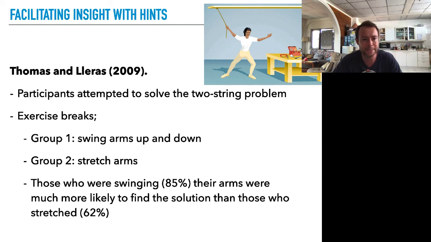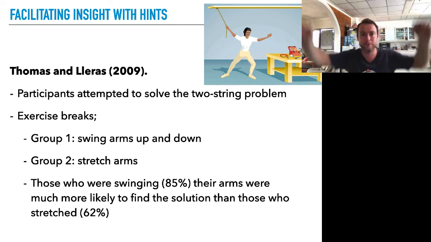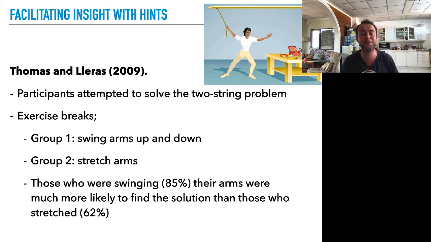Now, in some research by Thomas and Lleras, they used this pendulum problem. They gave participants this problem and then put occasional exercise breaks in between, in which they asked participants to swing their arms up and down, or to do some kind of stretching movement. They found that of those people who were swinging their arms during the break, 85% were capable of coming up with a solution, whereas 62% of those in the control group doing the stretching didn't find it.